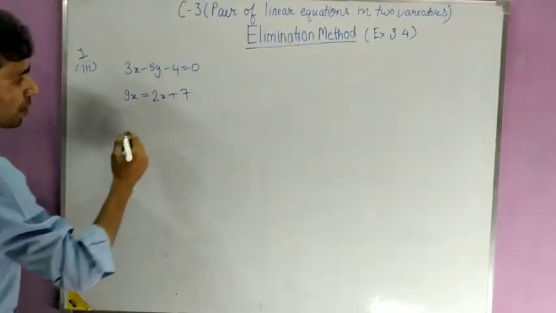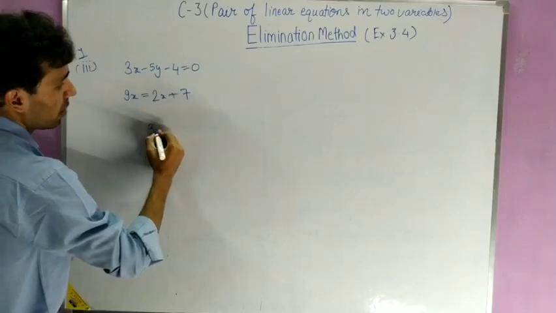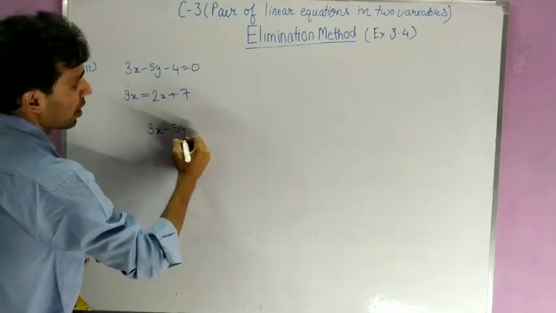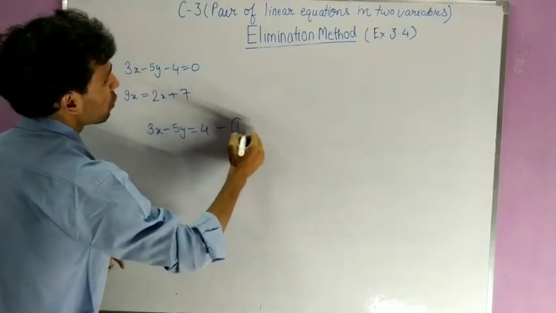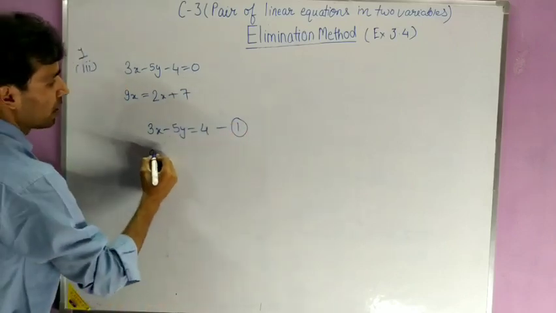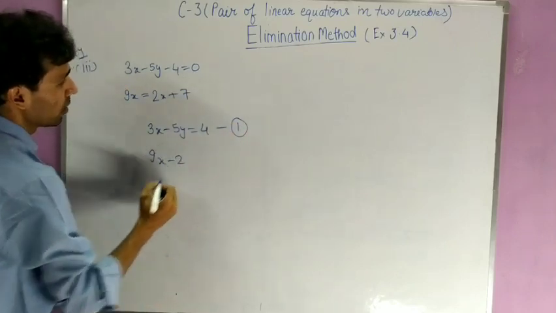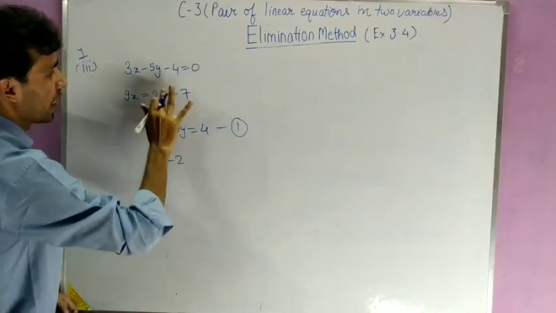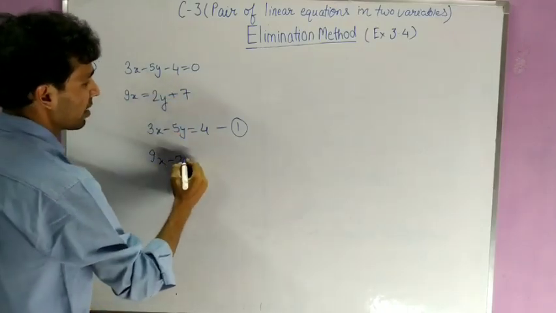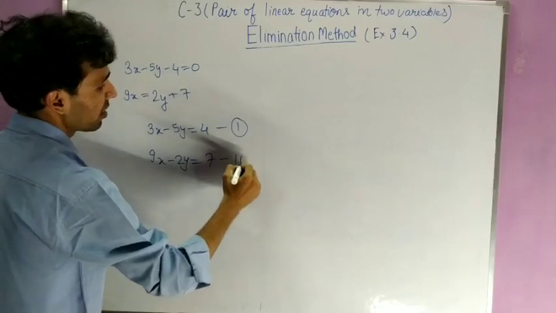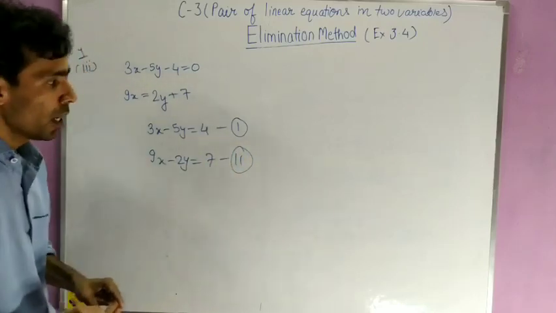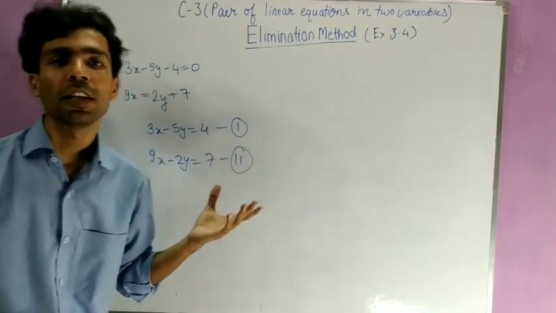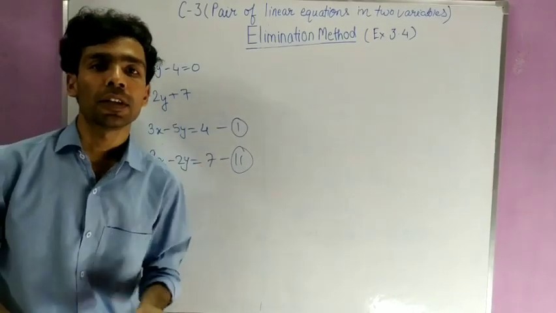So first write like this. See what I have done. I have written 3x minus 5y equal to 4, that is equation number 1, and 9x minus, wait a minute, here is 2, 9x minus 2y equal to 7, this is equation number 2, and you have to solve this pair of linear equations by the elimination method.